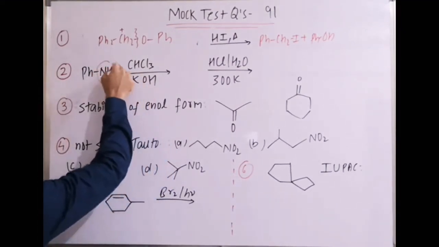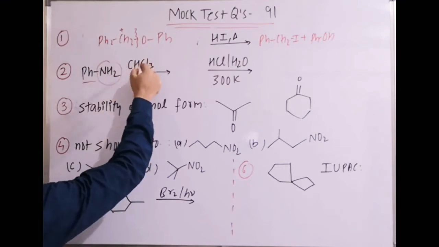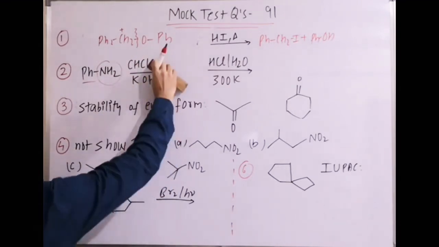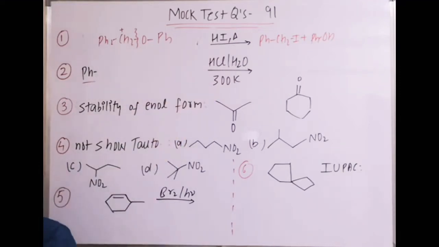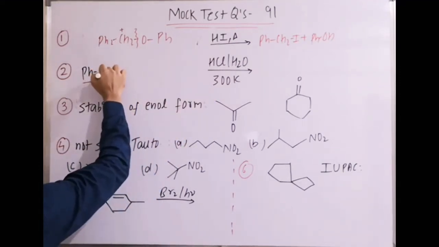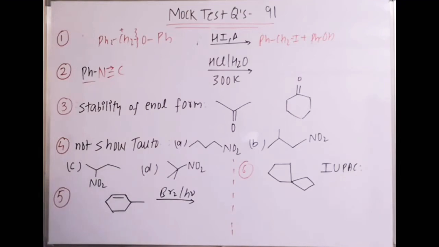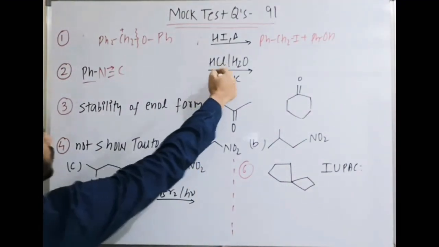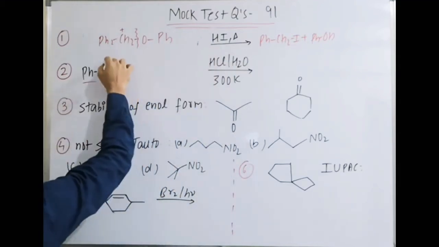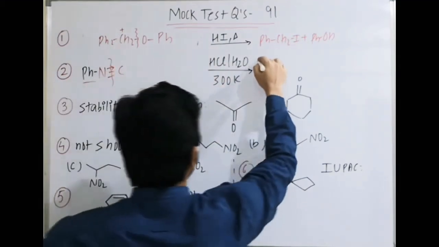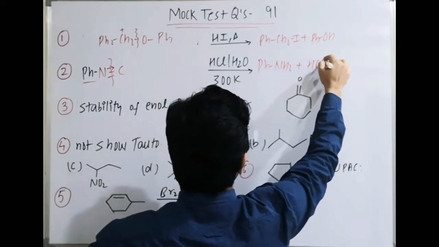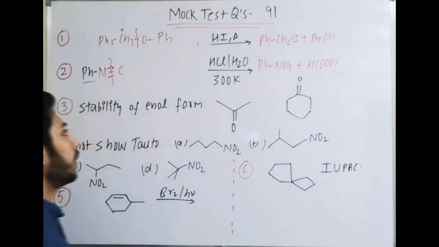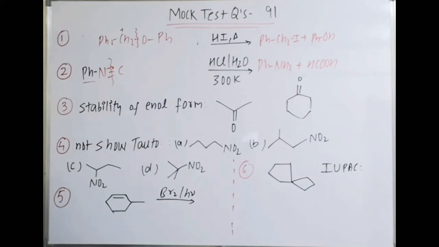Next question: NH2 is present, a primary aromatic amine, with chloroform and KOH. Remember, this is the standard carbylamine test that gives an offensive smelling compound, which is isocyanide. And then after this, HCl, H2O, heat, that means it is hydrolysis, that bond will be cleaved and we finally get again PhNH2 plus HCOOH. Okay, those are the final products.